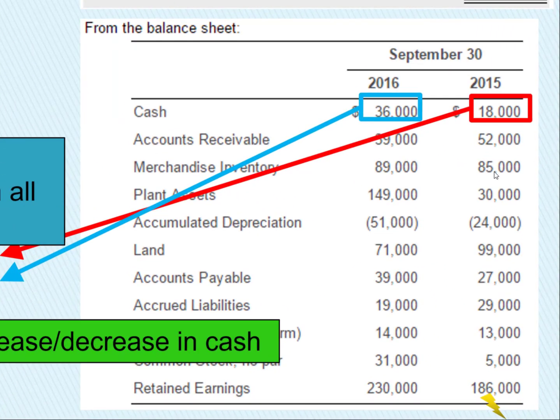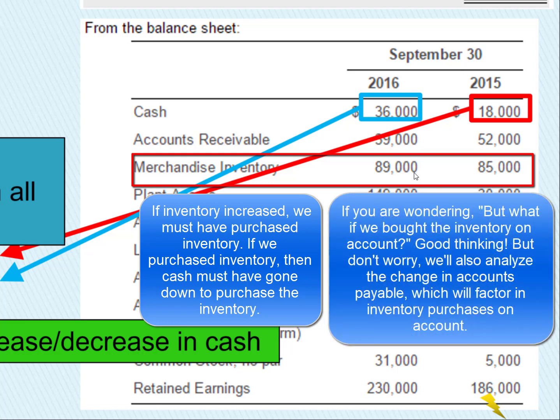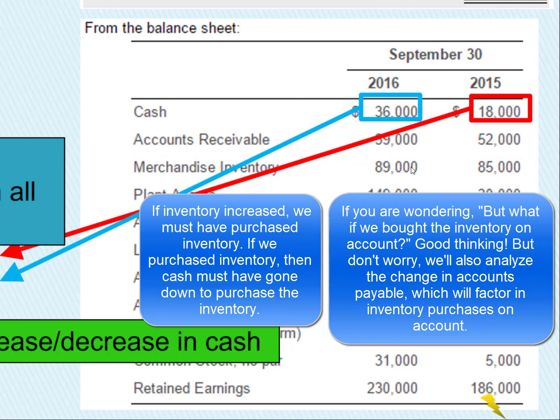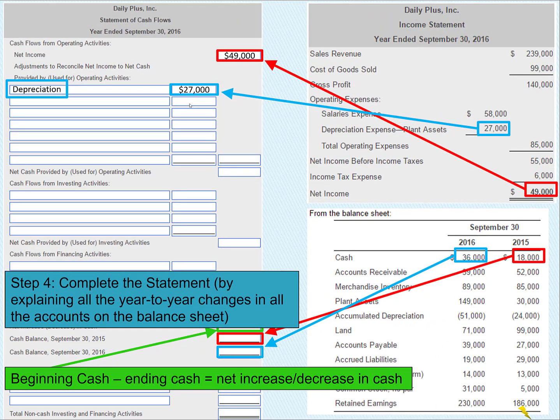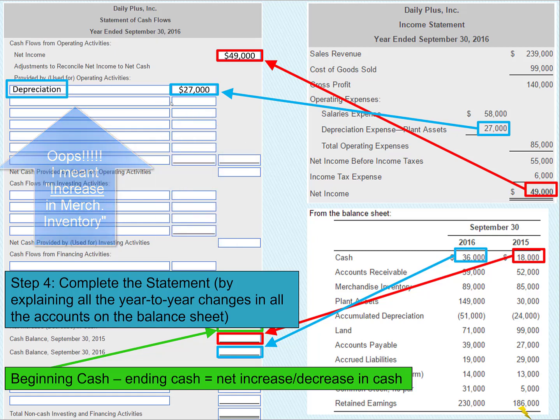Inventory was $85,000 at the beginning of the period, and it ended up $89,000. So what happened? Well, we must have purchased more inventory than we sold. So inventory increased by $4,000. So if inventory increased, cash must have gone which way? Cash must have gone down. So we would subtract that $4,000 right here and say decrease in merchandise inventory. That's just a preview of some explanations we'll do later in other videos, but that's just an example of what else goes in this section.